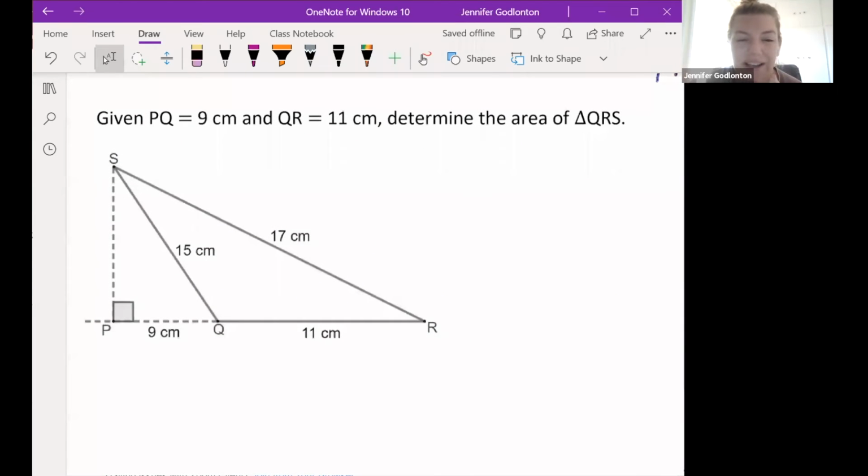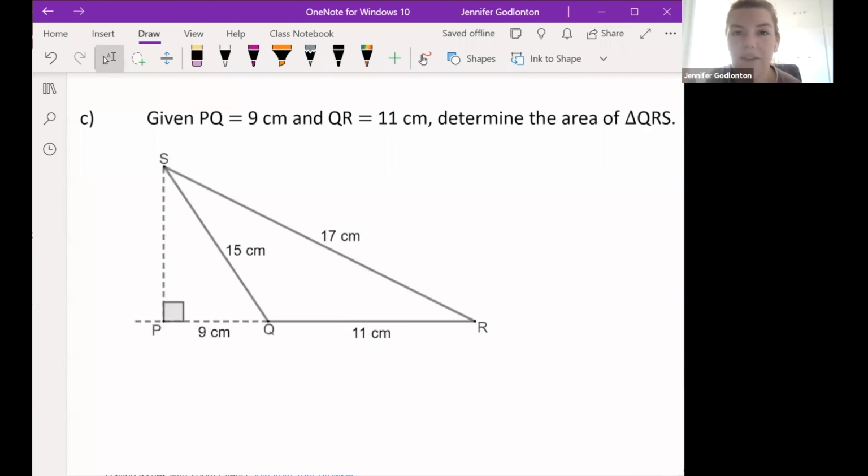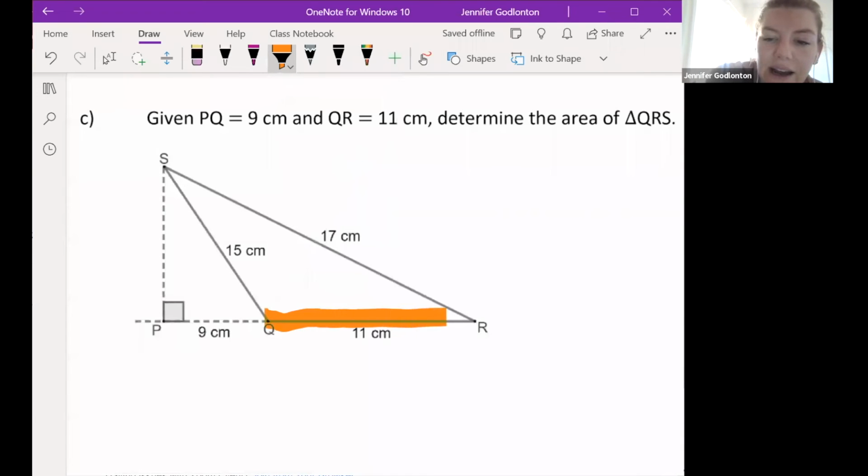So I just want you to think very, very basically, which is our base? Let's have a look at this. Let's talk about it together. In this triangle, which line is our base? What would the value of our base be? Okay, nice. There we go. Good, that's a solid start. So our base is this one over here. So we know that that's our base.